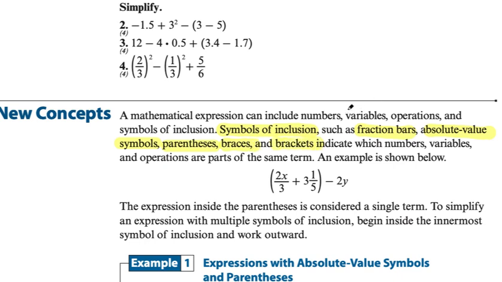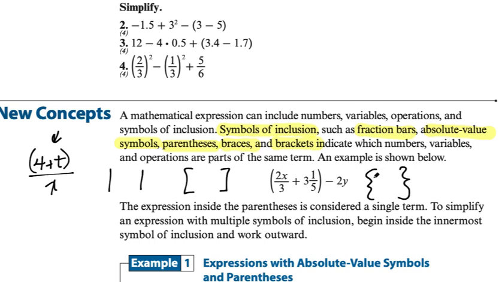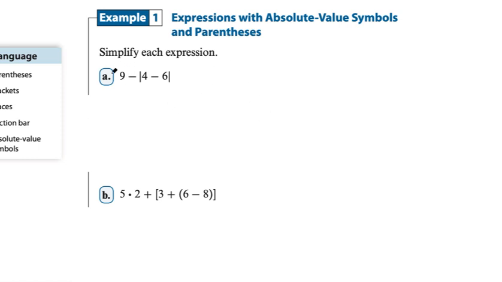So they all kind of give us a way of focusing our attention. So if you had a fraction bar, like 4 plus t over x, you know that the 4 plus t in a way could have a parenthesis around it because that's one whole thing. That's one separated set of numbers in a sense. And we know these other ones, the absolute value, the parentheses, the brackets. Sometimes you might see these braces. They are inclusion symbols. They kind of group numbers together. All right, so with that in mind, let's take a look at example 1 and check out what's going on.